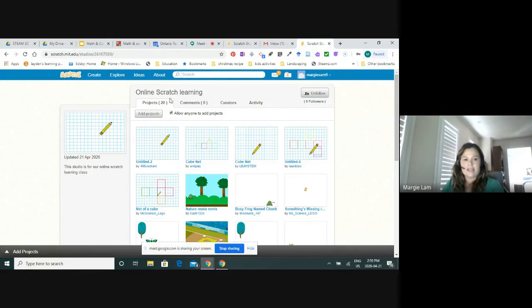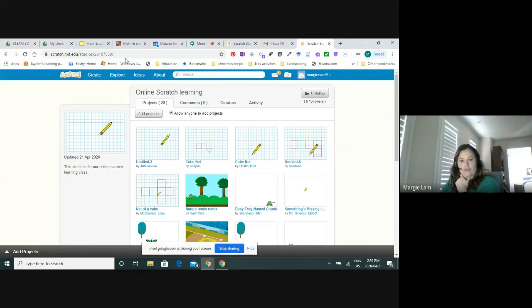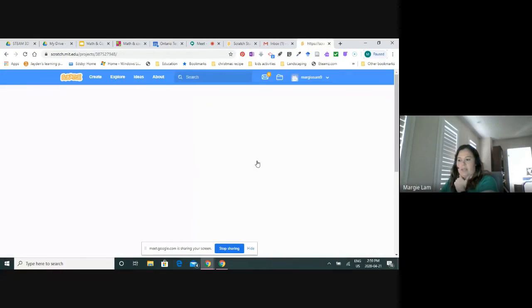So Andrew says he's got a triangular prism. If it's not in the studio, did you want to share it on your screen, or did you want to copy and paste the link? What would you like to do, Andrew? Oh, I see something here. A cube net. I think this might be it, Andrew.